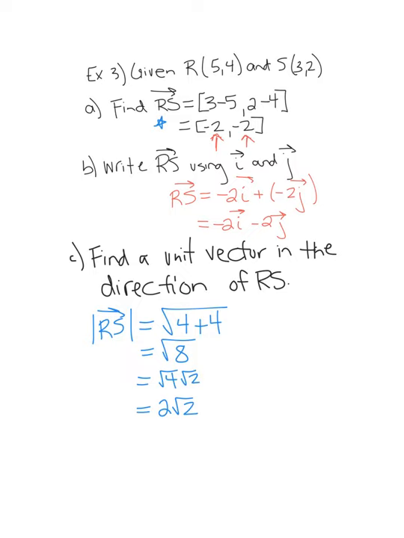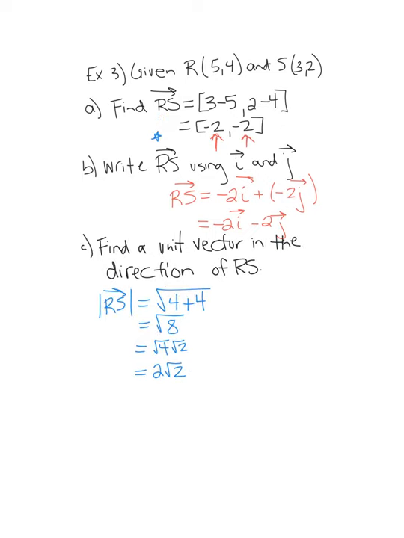Now that I know the length of RS, now that I know that it's 2√2, I need to use that in the fraction to allow everything to cancel out and let this unit vector have a length of 1. The last step in solving this problem is to rewrite it in terms of unit vector. So I'm going to have 1 over the magnitude of RS times vector RS. So that's going to equal 1 over 2√2 times that vector RS, which was -2, -2.